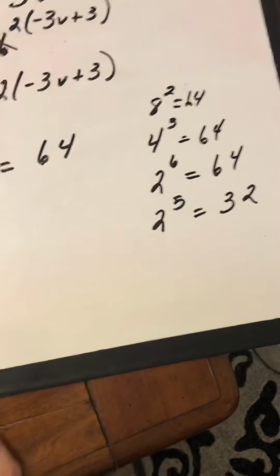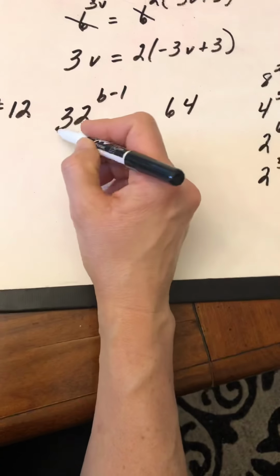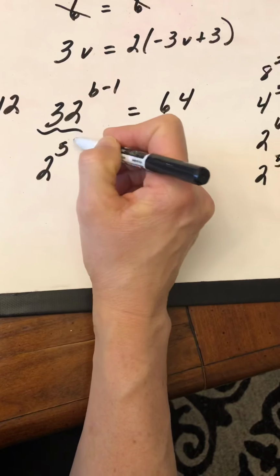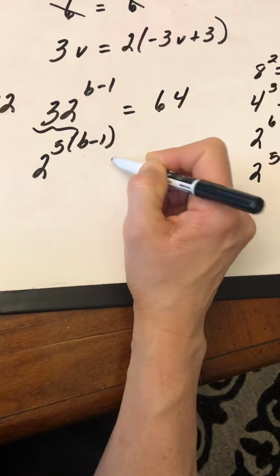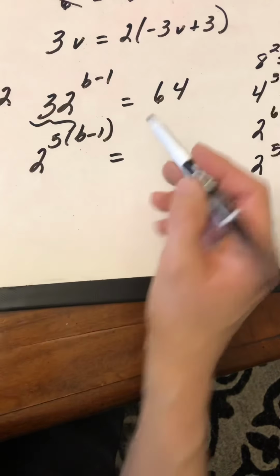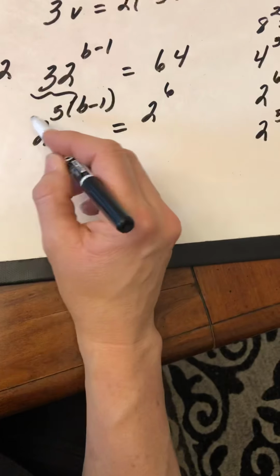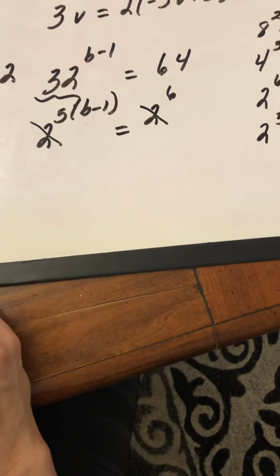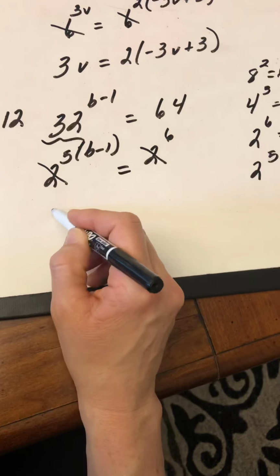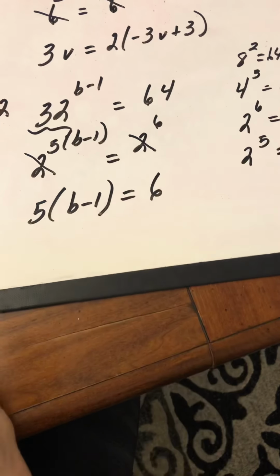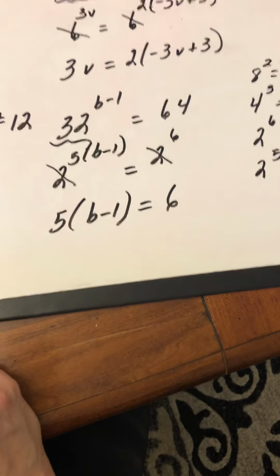So you want to drop these down to a base 2. Replace your 32 with a 2 to the 5th. And then you have to multiply by the exponent that was already in the original problem, b minus 1. And then your 64, you're going to replace it with 2 to the 6th power. And there you go. Now we have our bases the same. You can completely ignore those bases, and we have 5 times the quantity b minus 1 equals 6. And again, I'm sure you're fine from there.